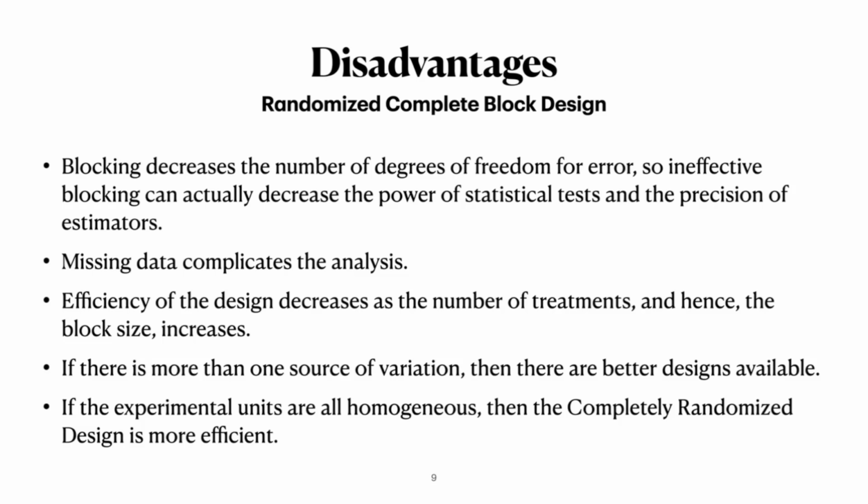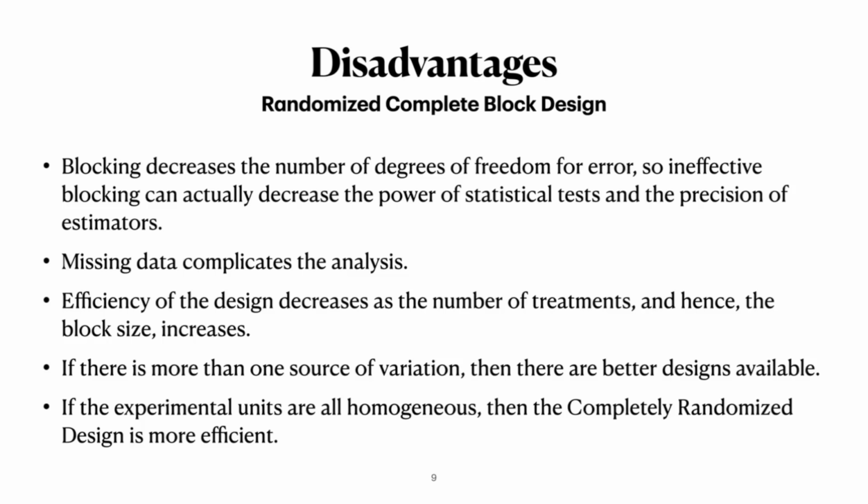Now, it's listed here as a disadvantage. It's a characteristic, all right? It's just the nature of the beast here, that the efficiency of the randomized complete block design decreases as the number of treatments increases, and therefore the block size increases. And this is because of what I was saying before. As the size of the block increases, the homogeneity of the experimental units within the block decreases, right? Larger blocks are not going to be as homogeneous as smaller blocks, everything else equal, right?